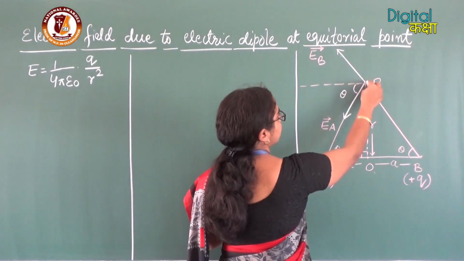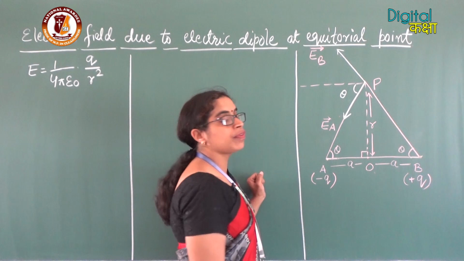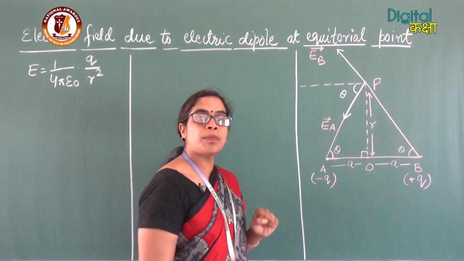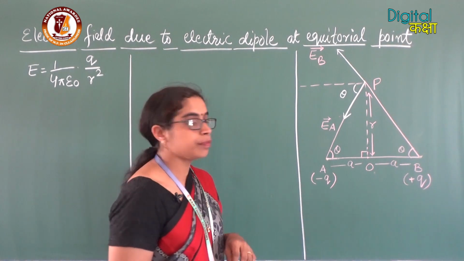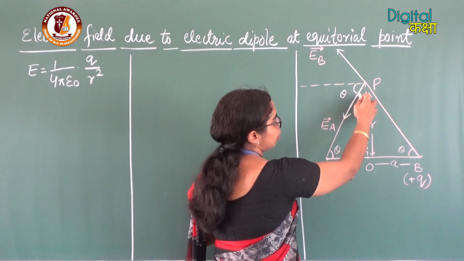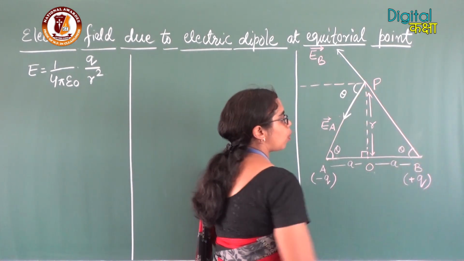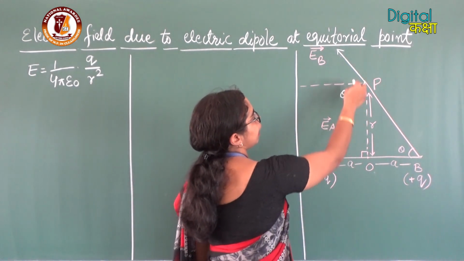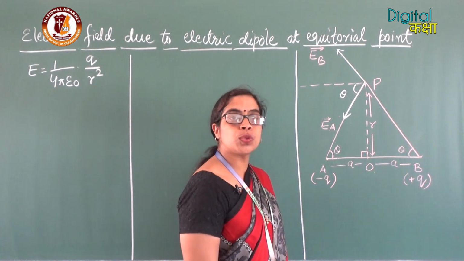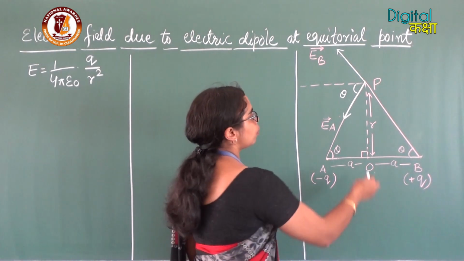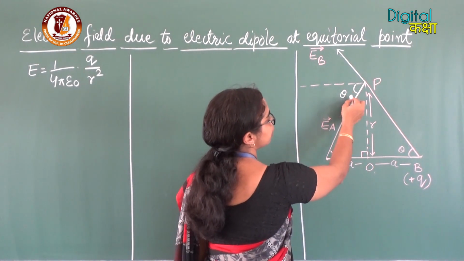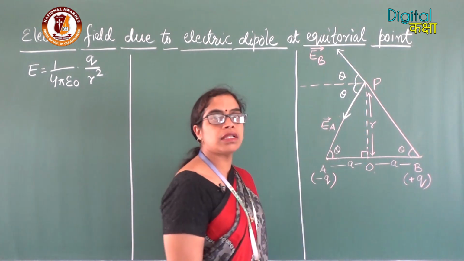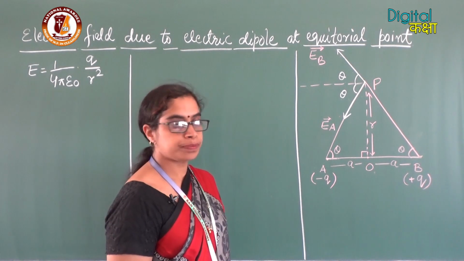When we talk about the angle subtended between the two vectors EA and EB, using the property of the exterior angle, the exterior angle is equal to the sum of the two interior angles. So the angle between the EA and EB vectors is equal to 2 theta. Out of that, if this part is theta, the remaining part of the complete angle will also be theta.